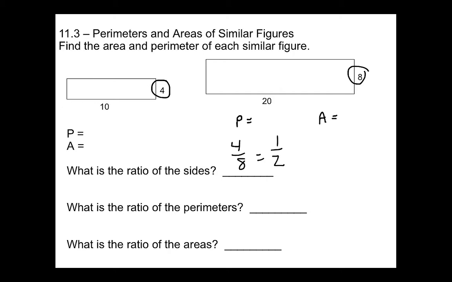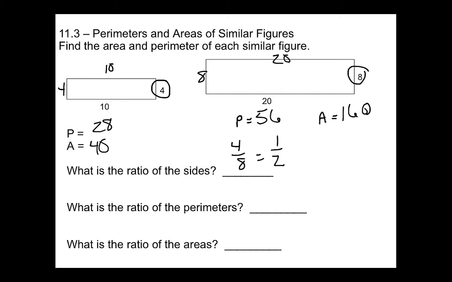The perimeter of the small rectangle would be 10 plus 10 plus 4 plus 4, which is 28. And the area would simply be 10 times 4, which is 40. The perimeter of the big rectangle would be 20 plus 20 plus 8 plus 8, which would be 56. And the area would be 20 times 8, which would be 160. So if we compare these perimeters and areas, just like we compared the sides, we can get a feel for the scale factor and the ratio of perimeters and areas.